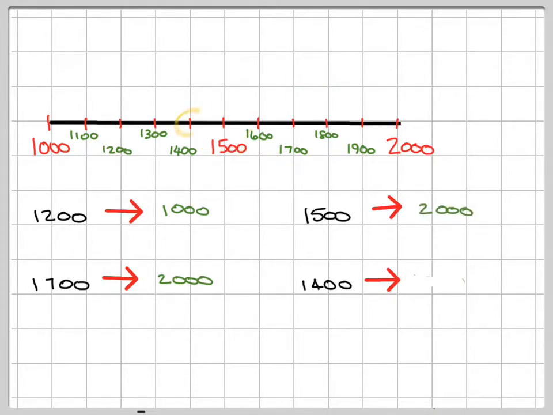And 1,400 is below our midway, so it's going to round to the previous 1,000, which on this number line is 1,000. Okay, you got it now.